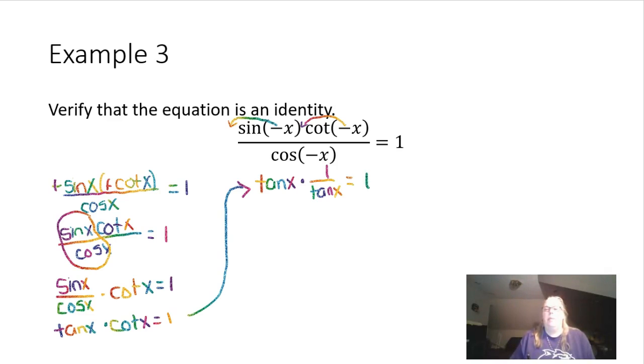And now look at what we have. If I put a 1 underneath here, my tangents are going to cancel out. And I have 1 times 1 on the top, 1 times 1 on the bottom. I have 1 on the left side, and I wanted 1, and we're finished.